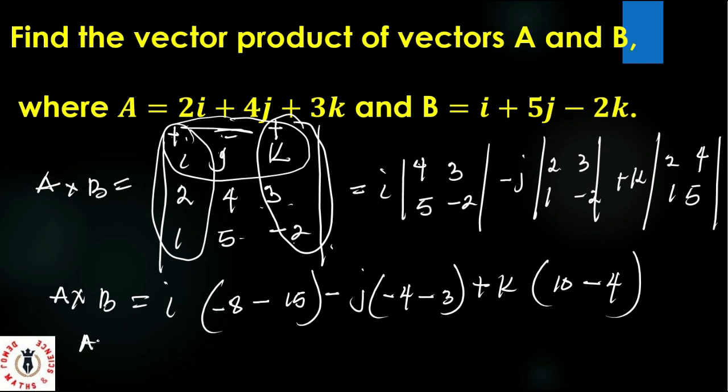So that A times B will be the same thing as minus 8 minus 15, that's minus 23, that's minus 23i, and minus 4 minus 3, that's minus 7, times minus 1 here, that becomes plus 7j, and plus k, that's 10 minus 4, that's 6, that's 6k.